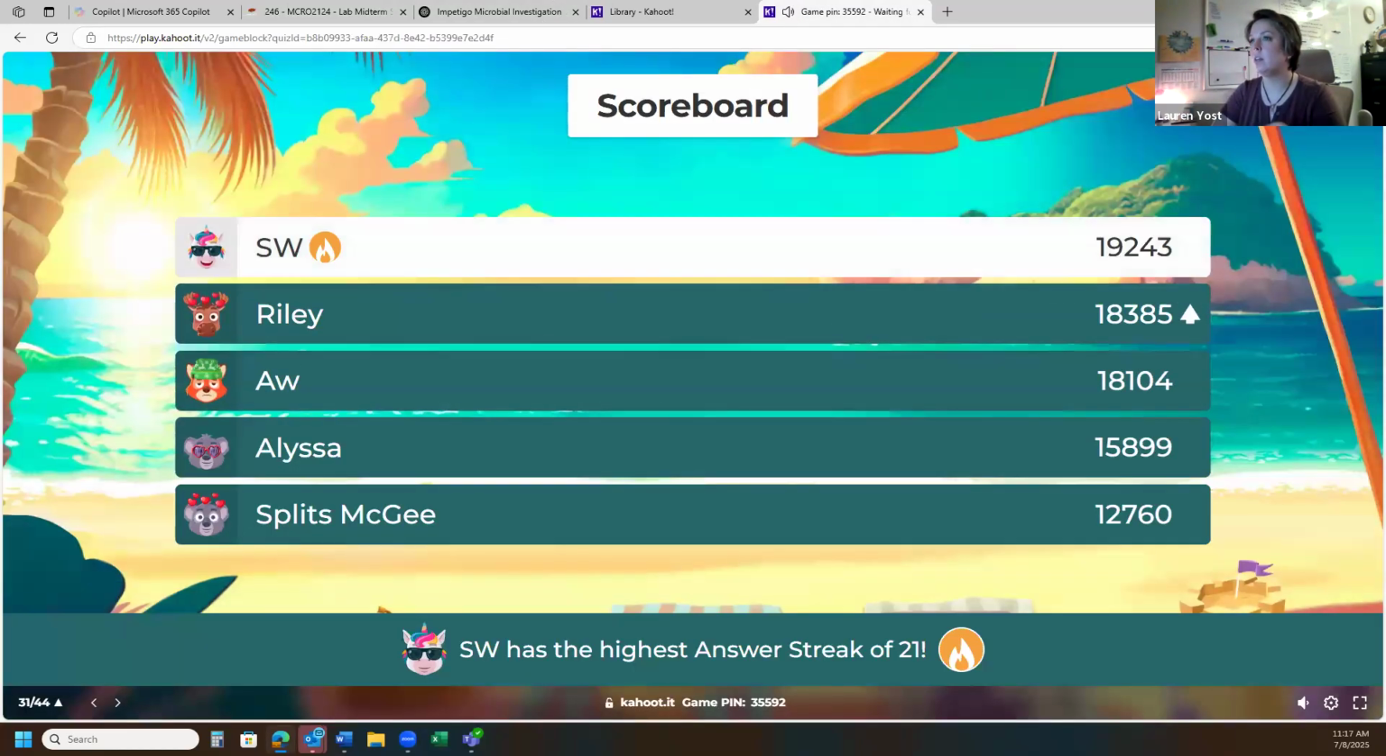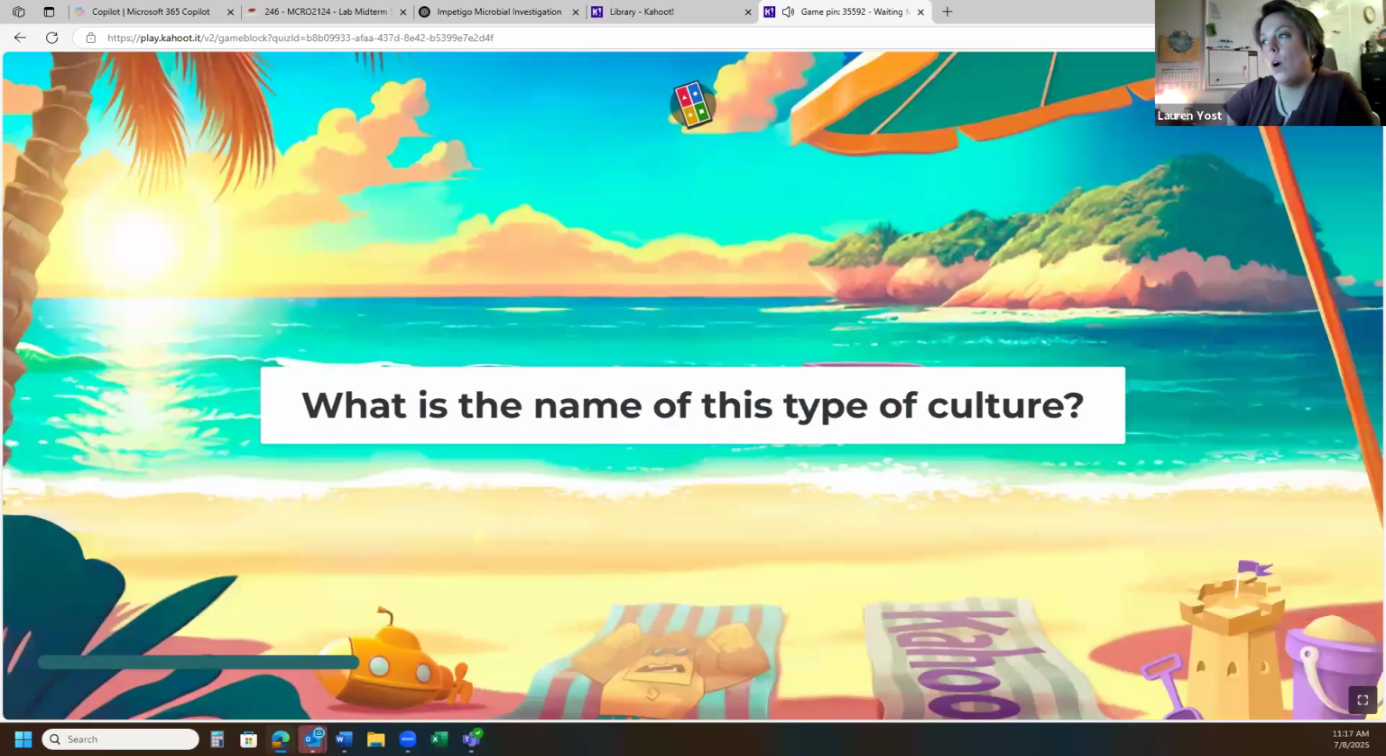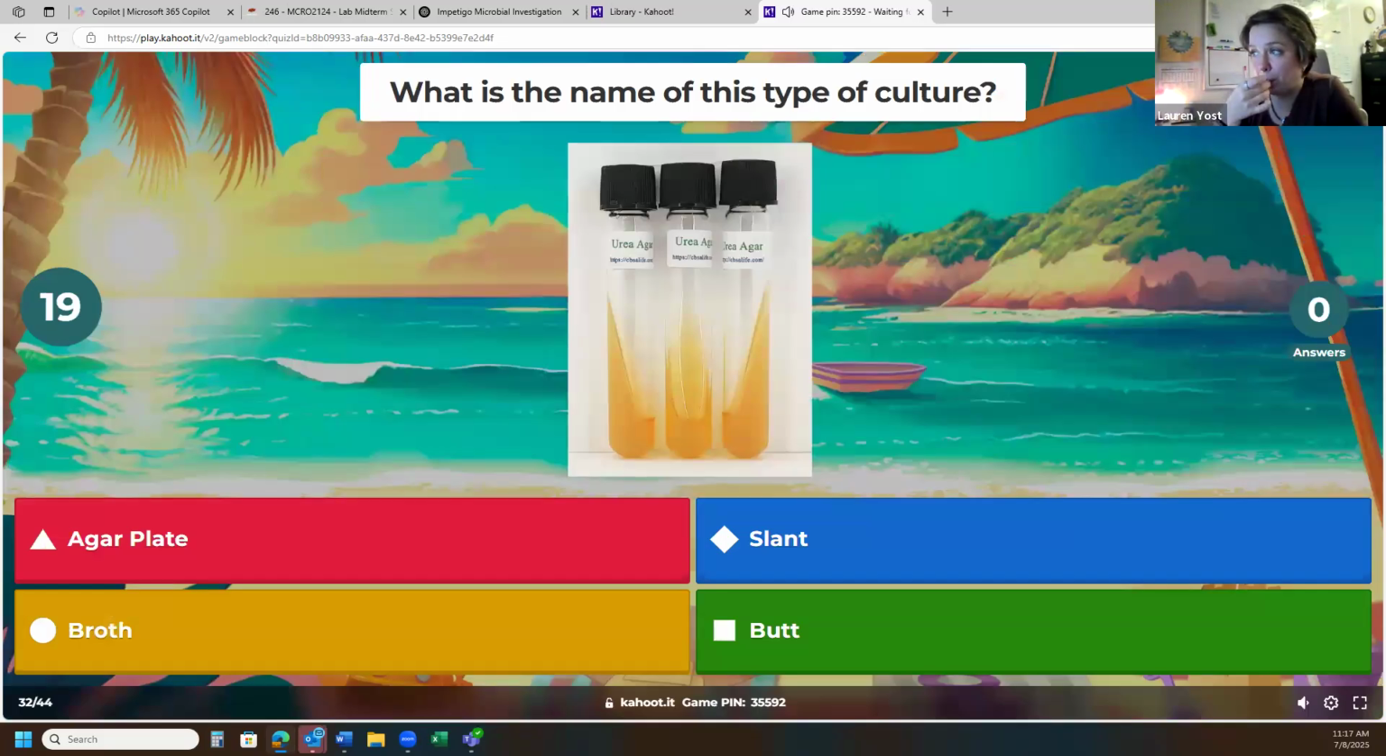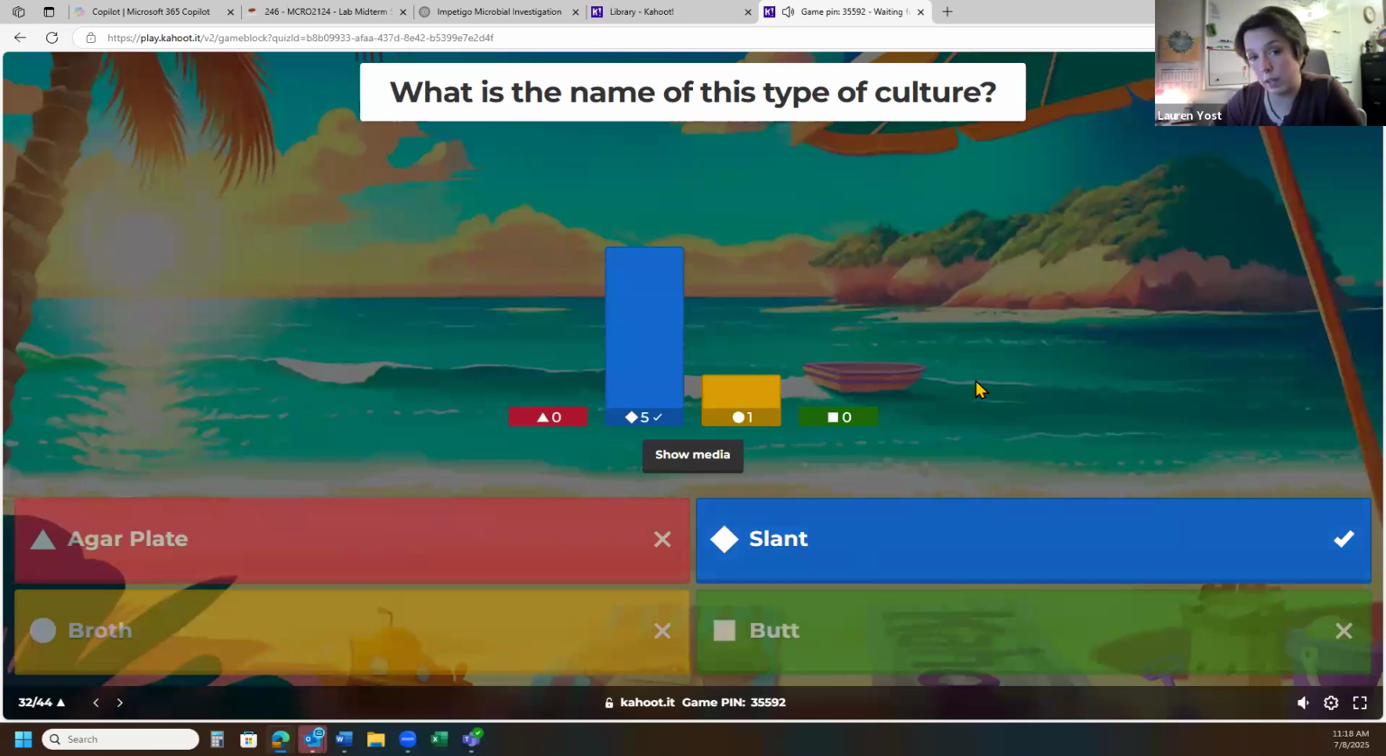All righty. Next question. What is the name of this type of culture? This type of culture here. So this is the tube upright. If it was sitting in a rack, it would still look like this. I would say there's a hint in the image, a little bit of what this could technically be. And that we use these all the time in our lab. This is the slant. So this is a solid media that is at a slant inside the tube.